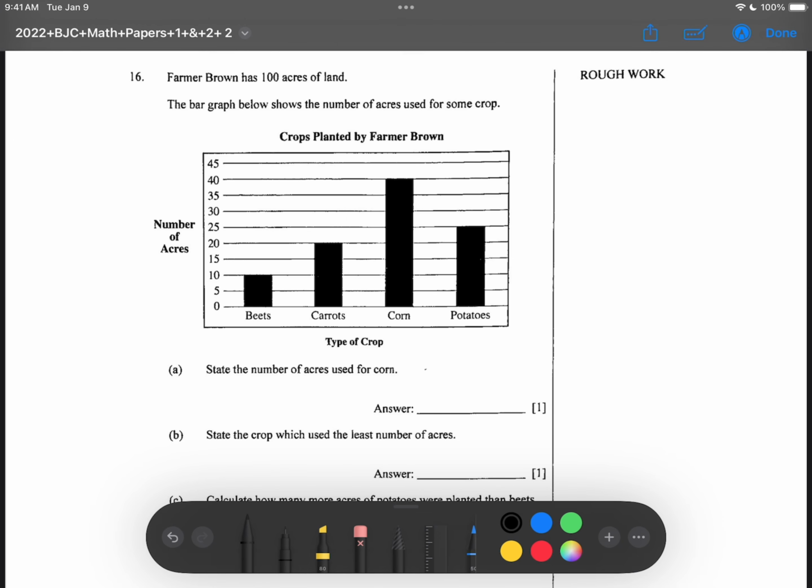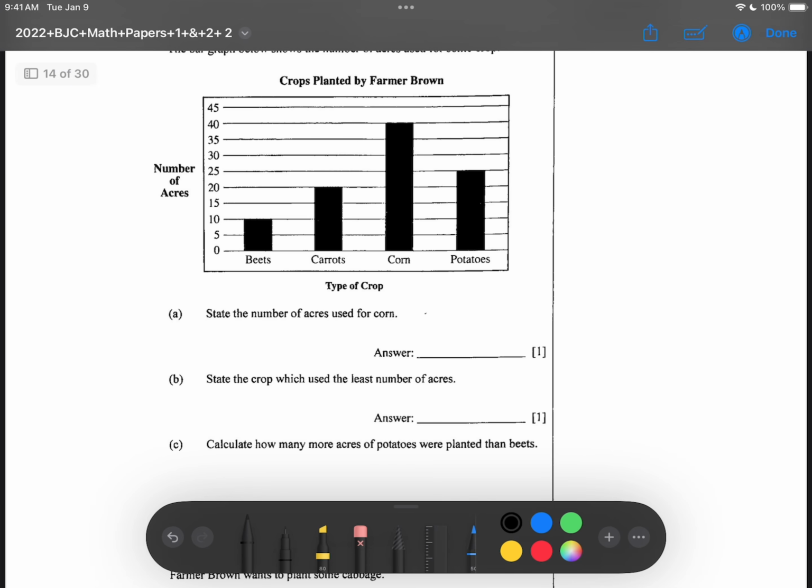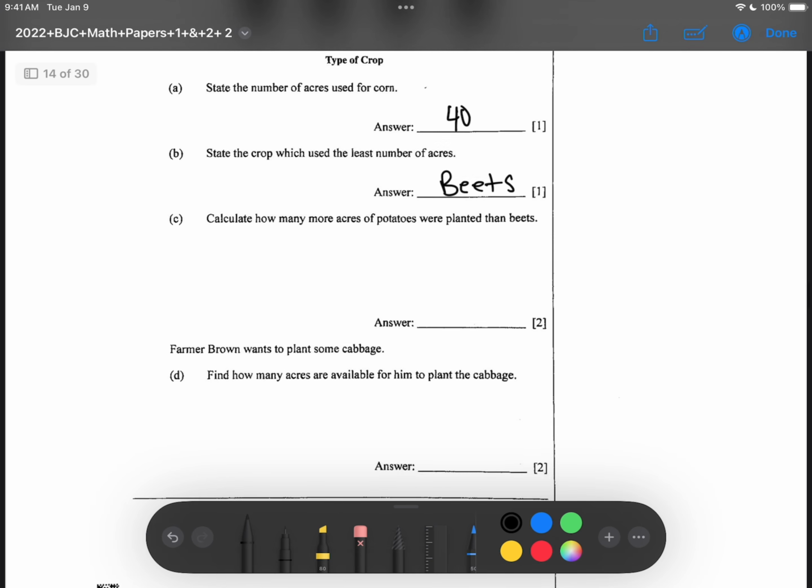Farmer Brown has 100 acres of land. The bar graph below shows the number of acres used for some crops. State the number of acres used for corn. Following along corn, that gives you 40. State the crop which used the least number of acres, which would be the lowest one. Beets, which is 10. They ask for the crop.